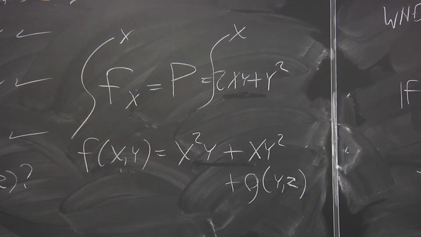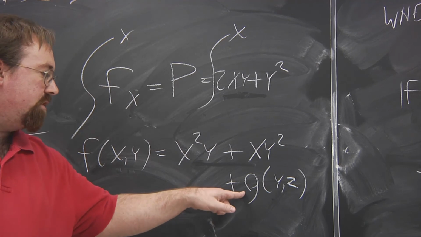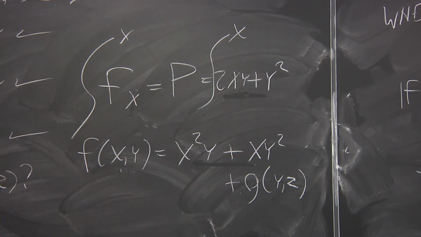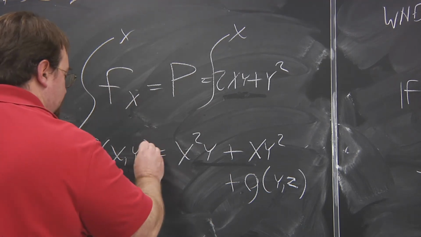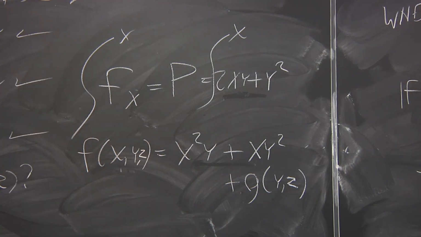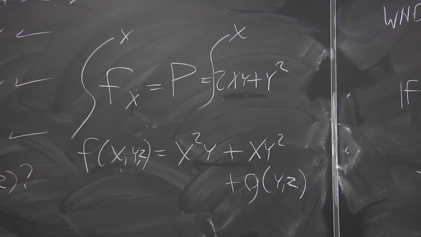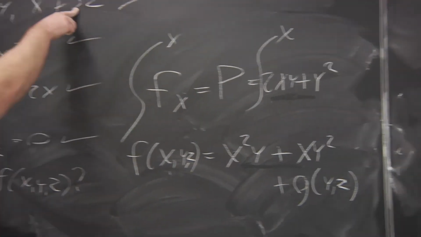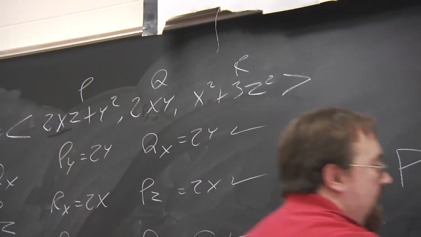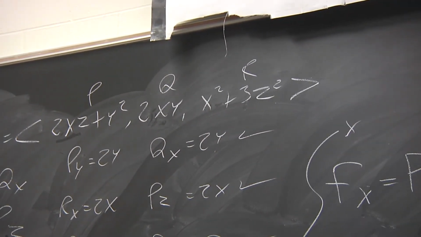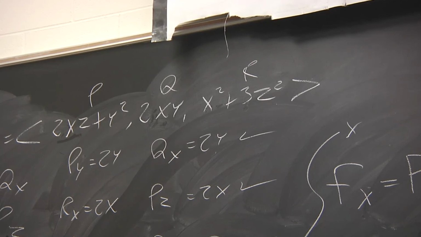So f is only partially specified. We now have to figure out what this function g of y, z is. In order to do that, we're going to differentiate this whole thing with respect to y and z and match it to Q and R. And that will allow us to figure out what this unknown function g is.